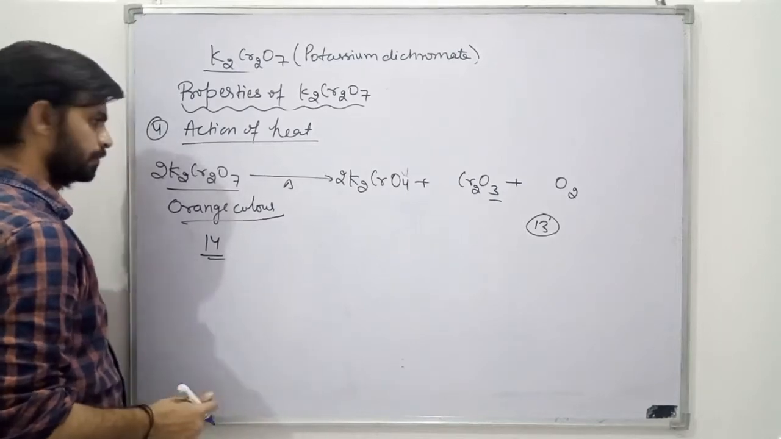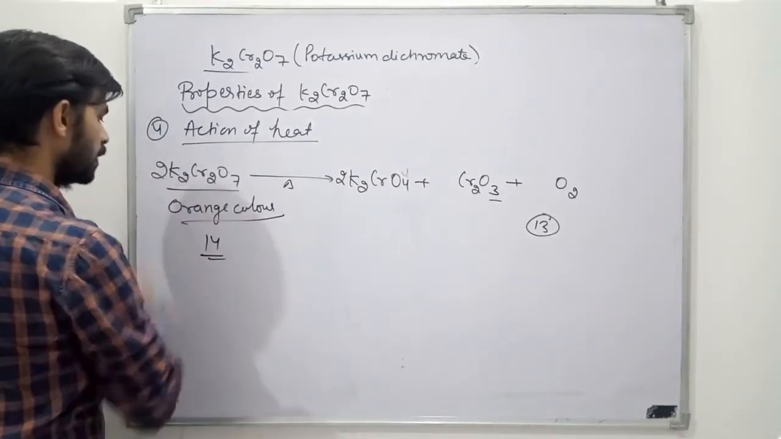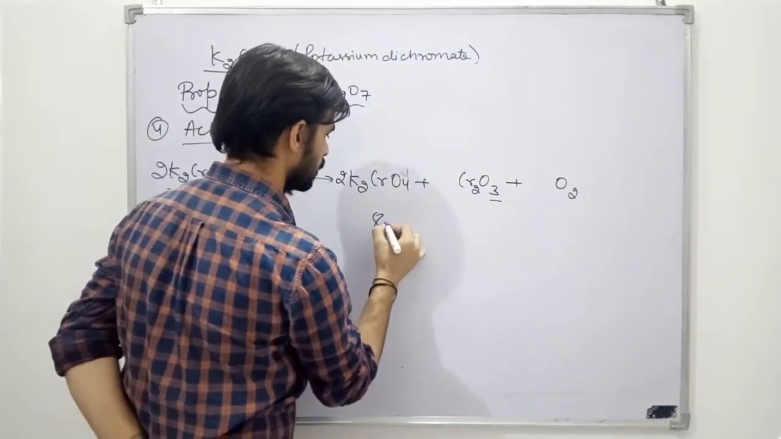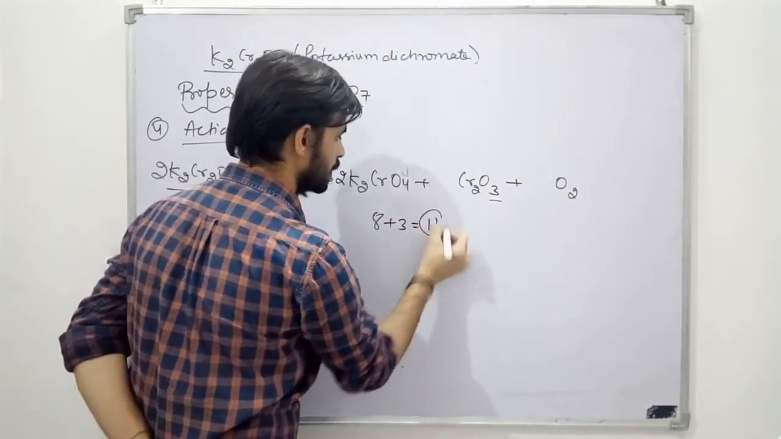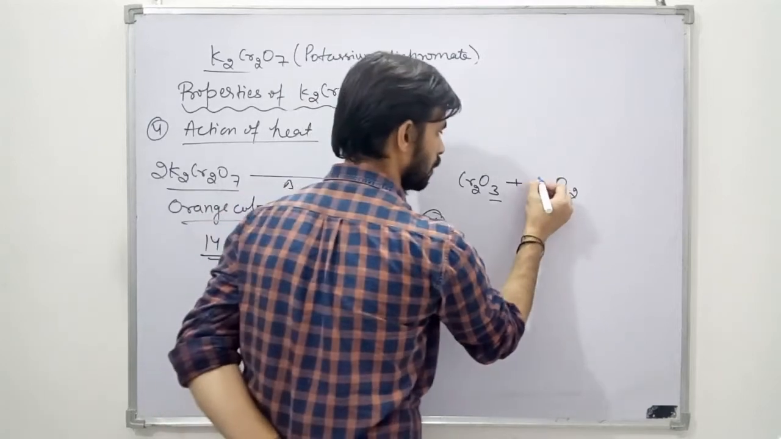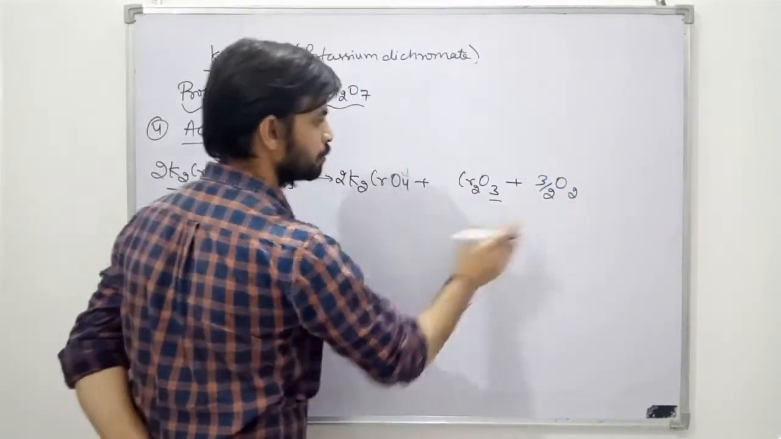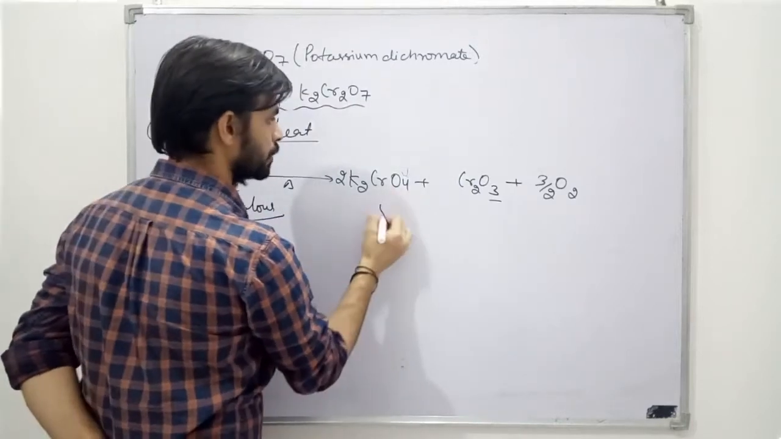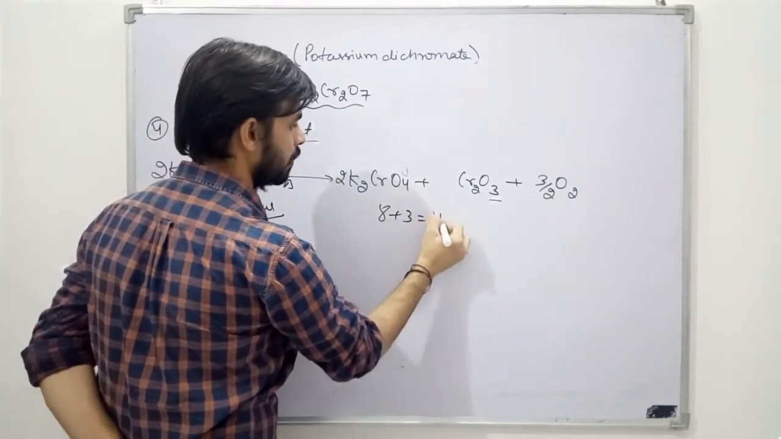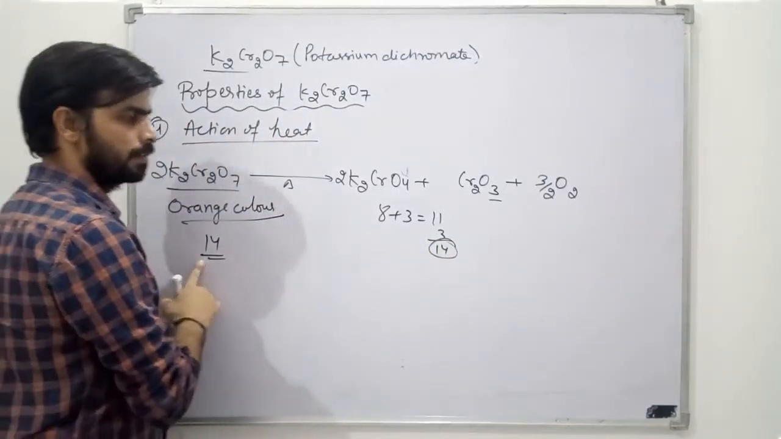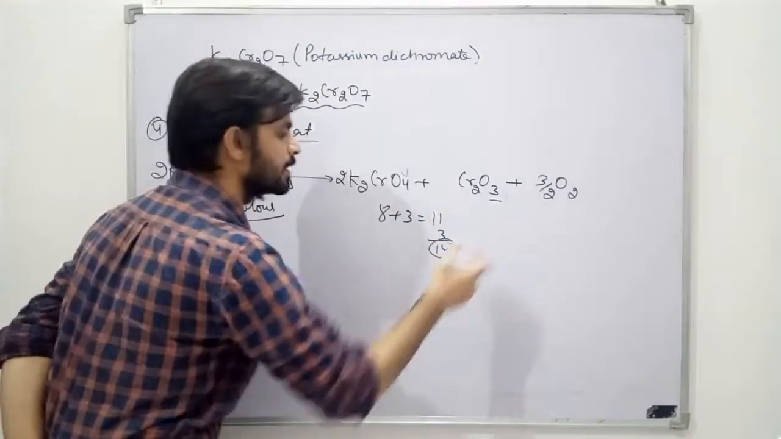So what should we do? 7 to the 14. And here 4 to the 8 plus 3, 11. We require 3 oxygen, so 3 by 2. If 3 by 2, that means 3. 4 to the 8 or 3, 11. 11 plus 3 is 14. 14 oxygen is here and 14 oxygen is on the right side.